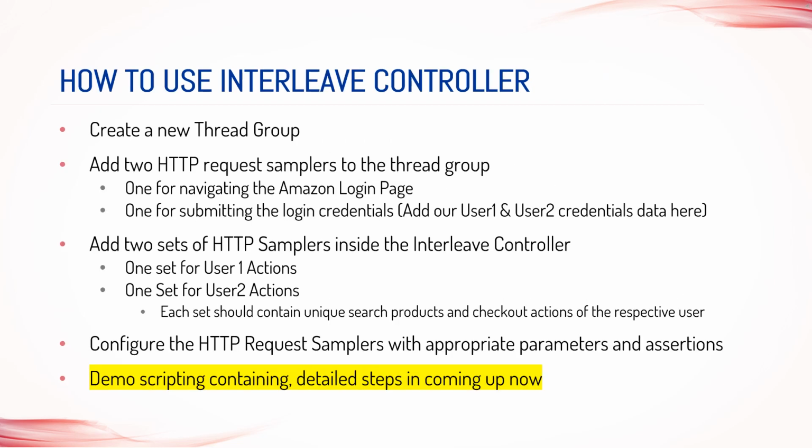To achieve this behavior using the Interleave Controller in JMeter, for the example of the Amazon web application just shown, you can follow these steps. 1. Create a new thread group. 2. Add two HTTP request samplers to the thread group, one for navigating to the Amazon login page and the other for submitting the login credentials. You need to have both the user credentials here to be able to log into the script.